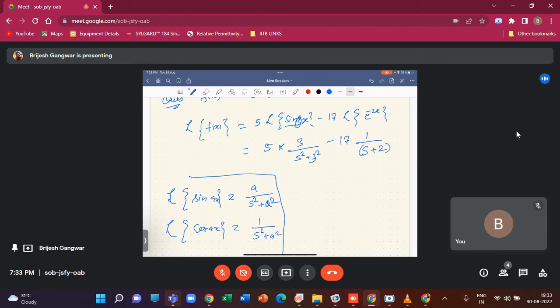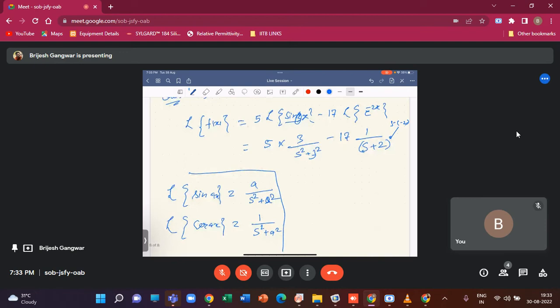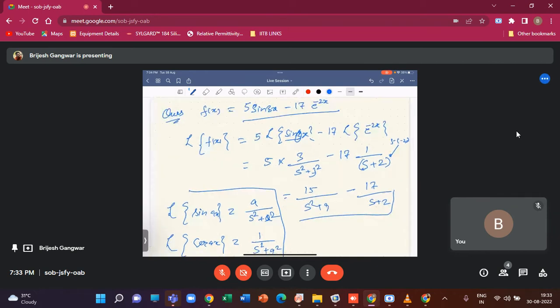Okay, because there is a and here is minus 2, so if you put s minus minus 2, it will come as plus 2. So you will find 15 upon s square plus 9 minus 17 upon s plus 2. So this will be the Laplace transform of this function.